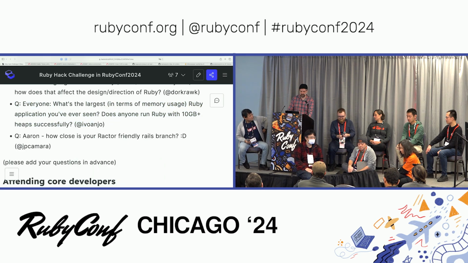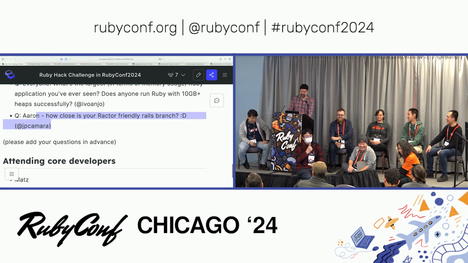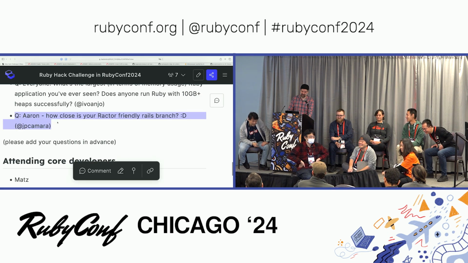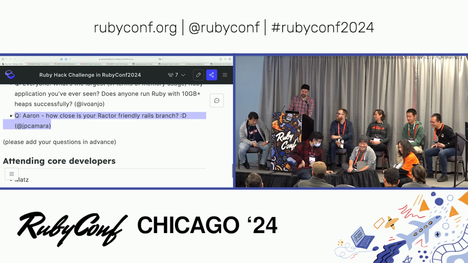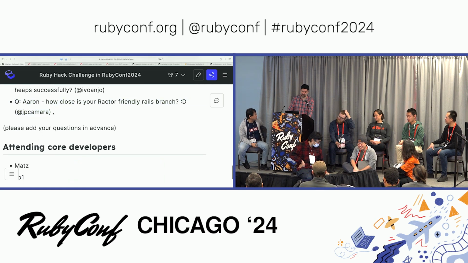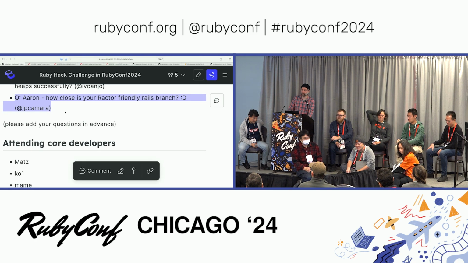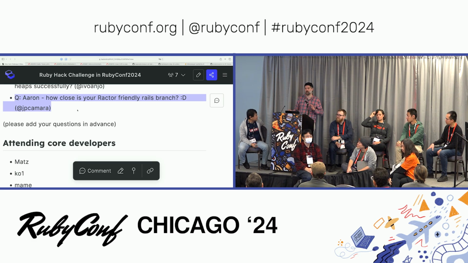All right. Aaron, how close is your Ractor-friendly Rails branch? Not at all. Basically, Koichi was saying like, oh, we can't run Rails with Ractors, and I want to know why specifically, because I don't know the reason why. So I started trying to run Rails with Ractors to see what we have to change to fix it, either change Rails or change Ractors somehow, to investigate what the deal is. But it's not close at all.